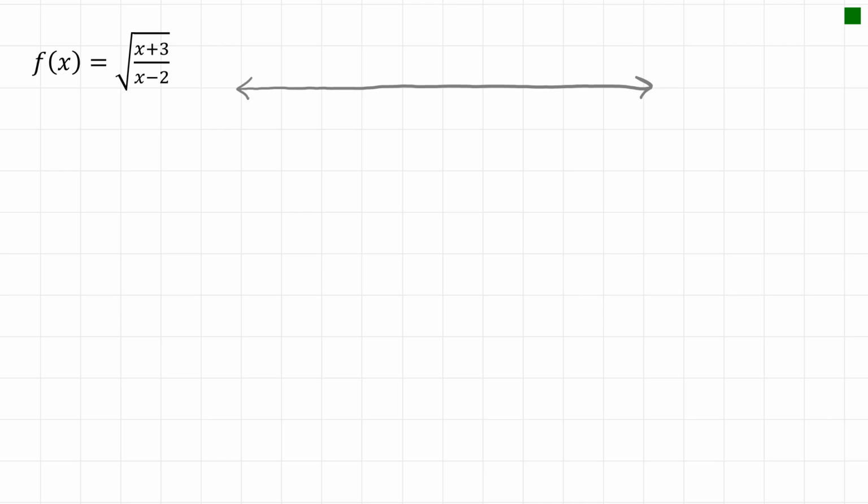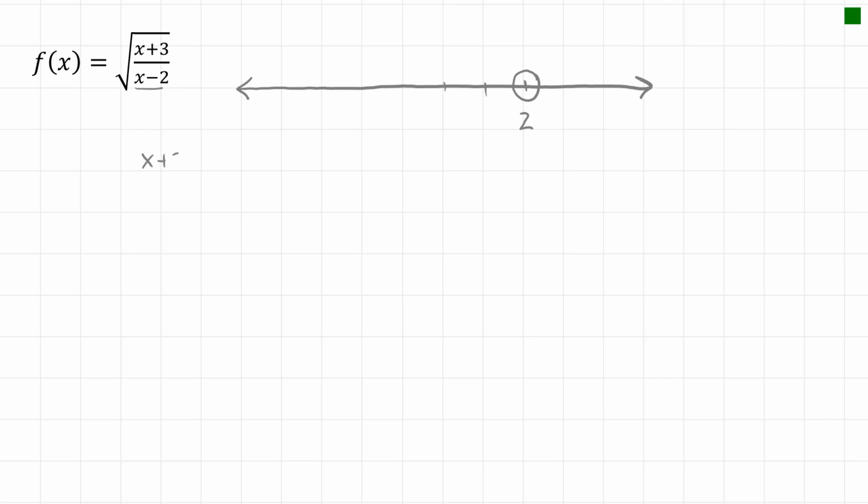The first step to realize is that you can't divide by 0, so x minus 2 will be 0 when x equals 2. And I'm going to illustrate this on a number line. So on a number line, when x equals 2, the function doesn't exist. So I put a hollow dot on the number line at x equals 2, saying there's a problem there and the function doesn't exist. The next step is to take a look at the numerator and the denominator separately.